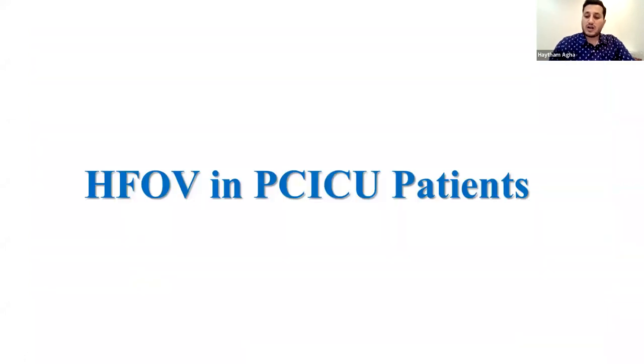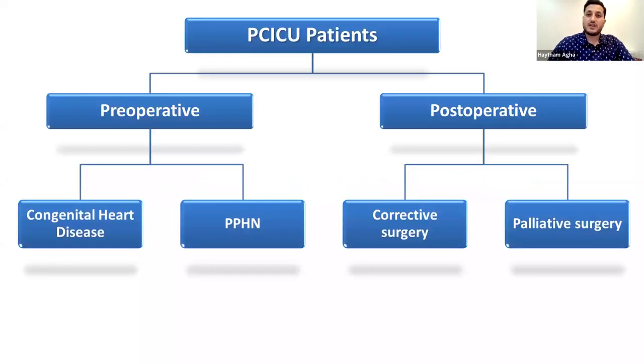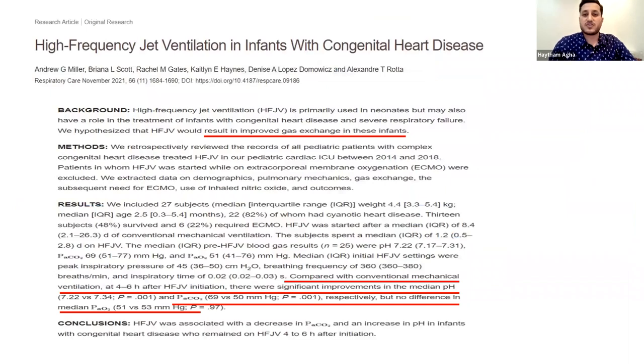So let's apply this to our BCICU patients. We can roughly divide our BCICU patients into preoperative and postoperative patients. Preoperative patients can be further divided into patients with congenital heart disease presenting with acute respiratory distress syndrome and patients with persistent pulmonary hypertension. Postoperative patients can be divided into patients who had corrective cardiac surgery and patients who had palliative cardiac surgery. Now let's go to the patients who have congenital heart disease.